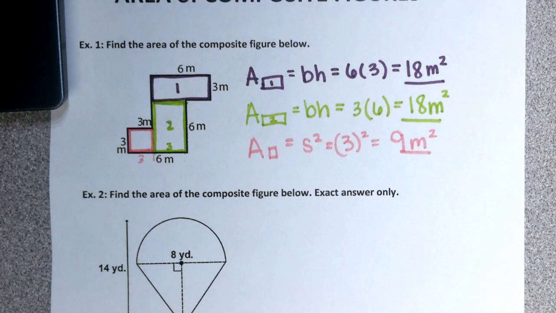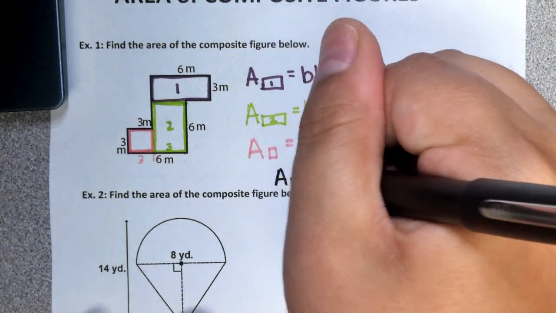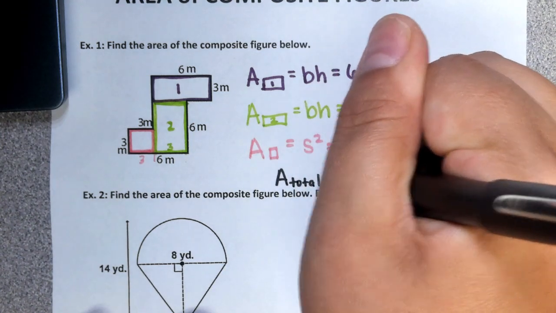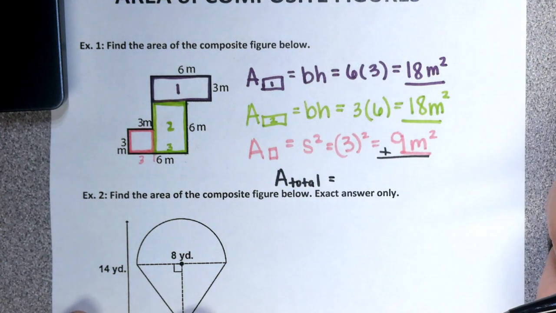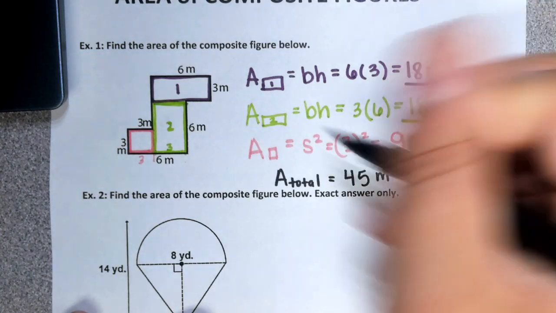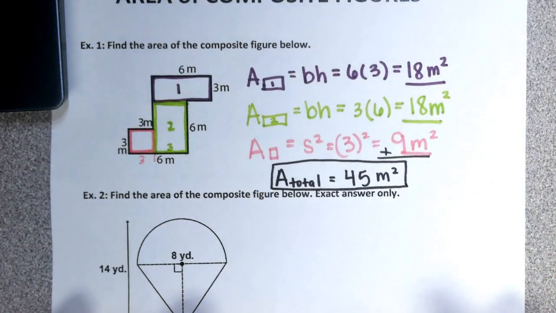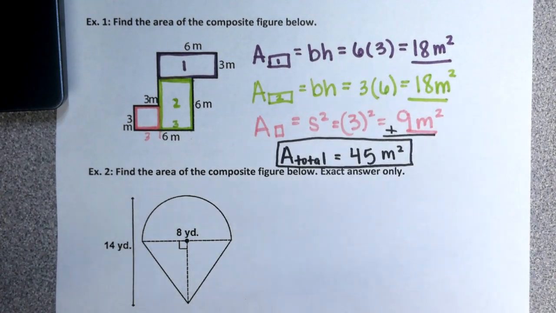And how do I find the area of this composite figure? Add them all together. So the area total is going to be, what's 18 plus 18 plus 9? 45 meters squared. That is as basic as composite figures get. Write it down. Do I have any questions about it?